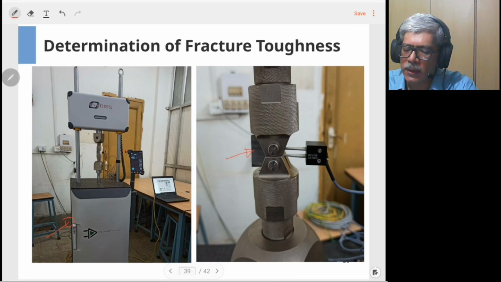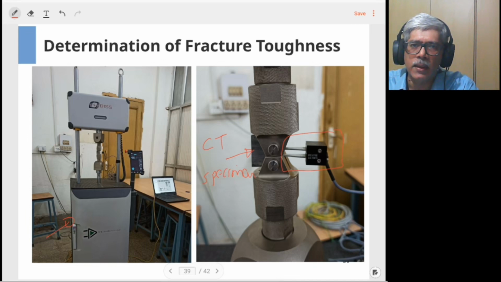Here what you see is a specimen known as a compact tension or CT specimen, which is mounted on the machine. In order to determine the crack growth, you have a special type of sensor known as a COD gauge, which is used to monitor the crack growth. Using this setup, one can determine the fracture toughness, and maybe when you resume the college, one can have a session detailing the actual experimental methods performed by our postgraduate students.